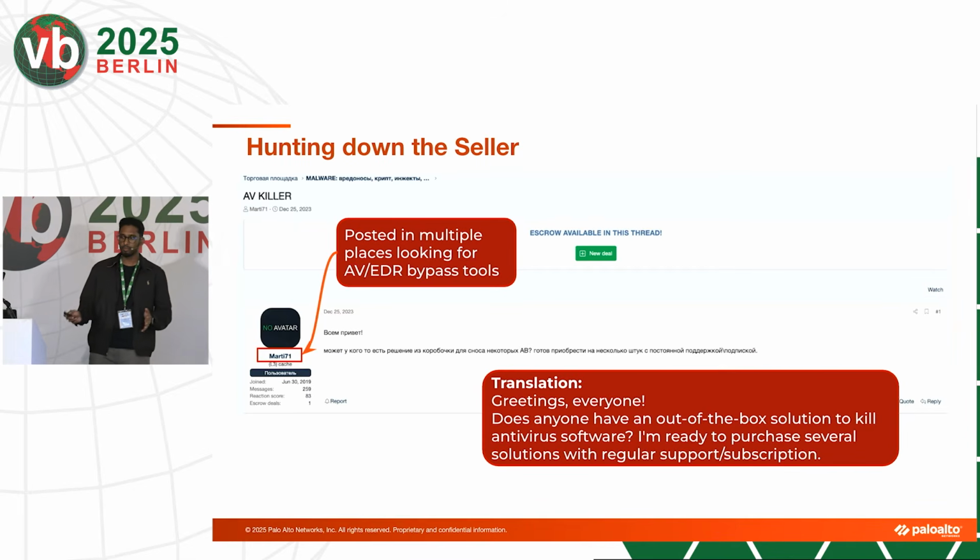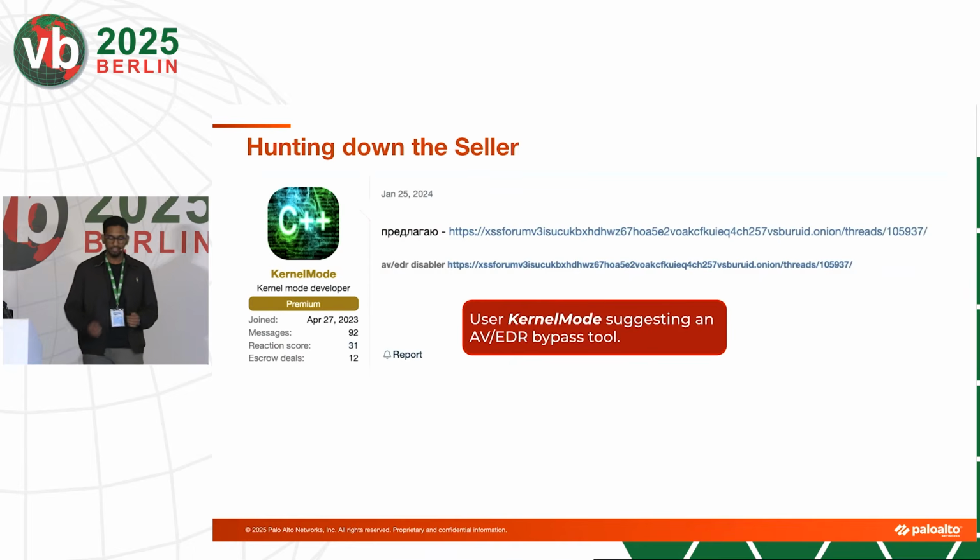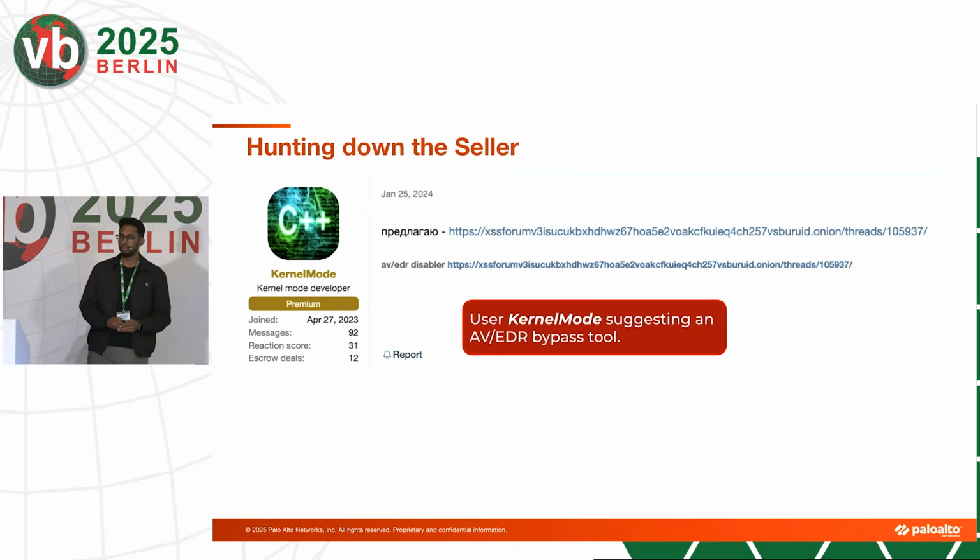In one specific post, Marty71 was looking for an out-of-the-box solution to disable antivirus software and expressed a willingness to purchase subscription-based solutions. The final response in that thread came from a user named Kernel Mode, who offered something Marty71 was looking for, a custom-made AV/EDR bypass tool.